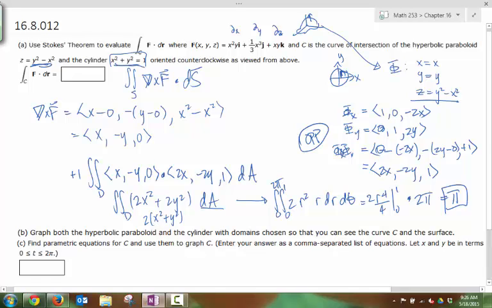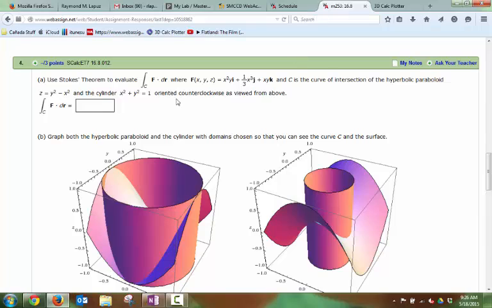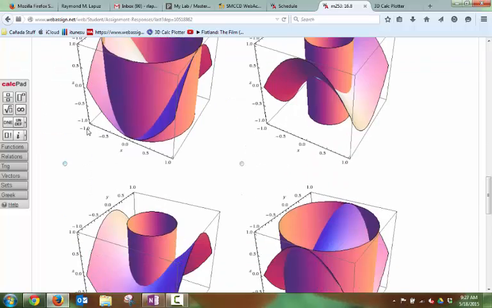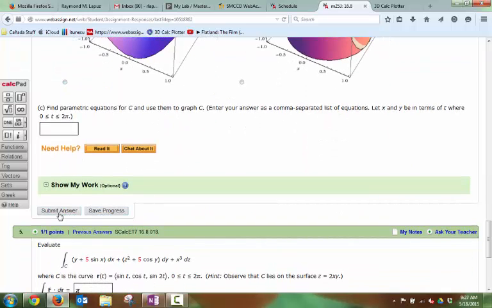Okay, that's the first part of our problem. We can put this into the computer and see what it says. Let's give that a try. And it looks like our answer is pi. We got the positive orientation going and everything, so let's check our answer.